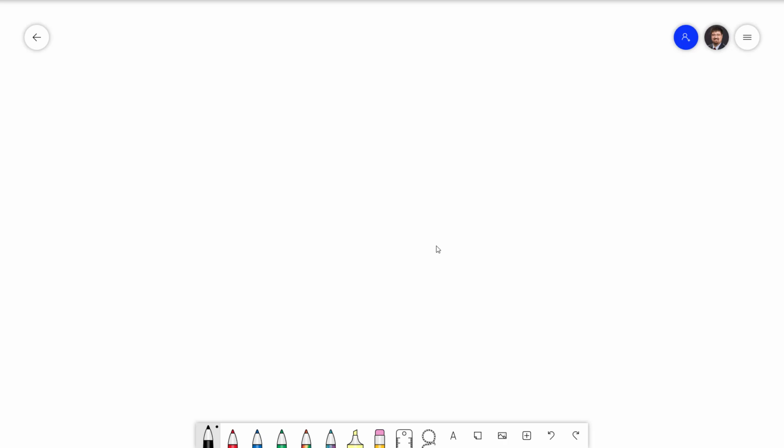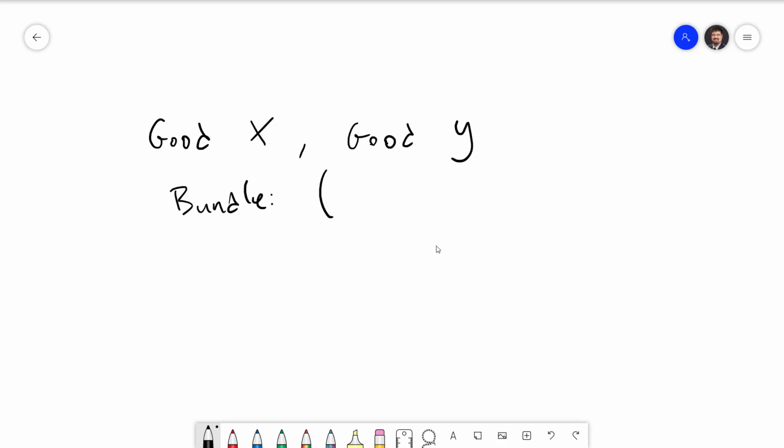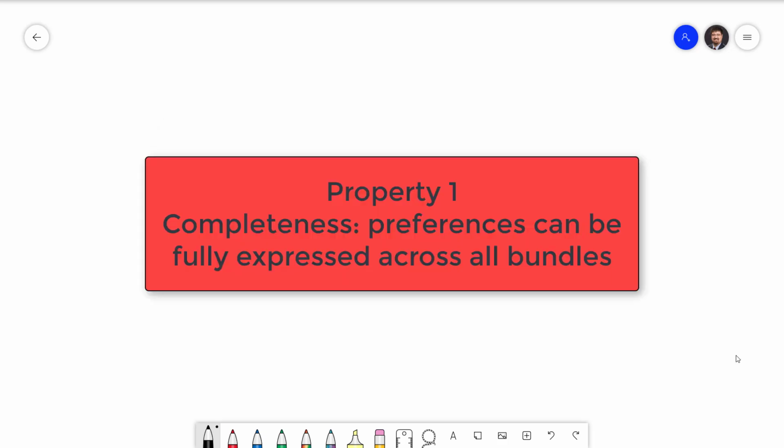Throughout these videos, we are going to assume that there are two goods, good X and good Y. Each bundle that's available to our consumer contains some X and some Y. So we will describe a bundle using an ordered pair (X, Y), where the variable X is the amount of good X being consumed and the variable Y is the amount of good Y being consumed. As we go through the topic of preferences in this video, we are going to think about 4 different properties of preferences. Property number 1 is completeness.